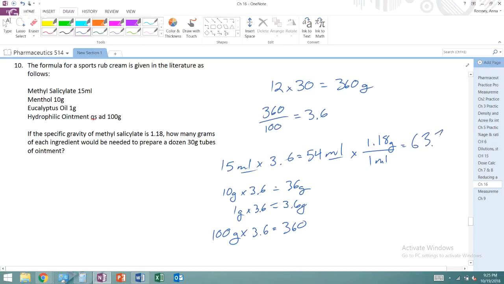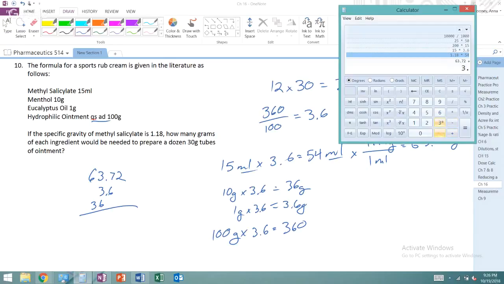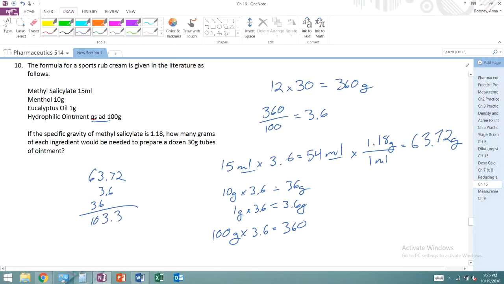So it's 63.72 grams. So now we know the grams. Now, why is this important? We have to add all of our ingredients. This is made to 100 grams. So you add 63.72 and 3.6 and 36. And I can go to the calculator because I'm tired. So plus 3.6 plus 36. You should find 103.32 grams. And then you take your 360, because this is your total end quantity, not the amount of hydrophilic ointment. So you take 360 grams minus 103.32.